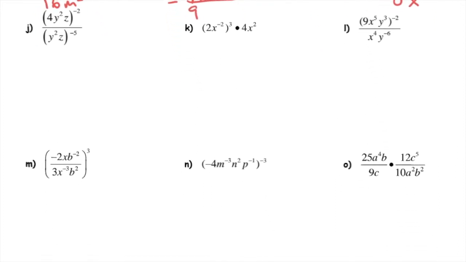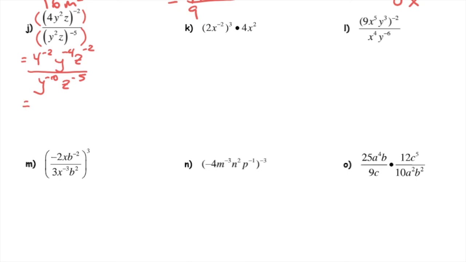Next one here, J. Okay, well, like we've done before, I'm going to do the numerator and the denominator separately. I'm going to simplify those. What I'm going to do is distribute that negative 2 across all those terms. So 4 to the negative 2. Now this is going to be y squared to the negative 2. So when I do that, I'm going to multiply the exponents. So y to the negative 4, z to the negative 2, over, and here I'm going to distribute the negative 5. So y squared to the negative 5 will be y to the negative 10, z to the negative 5.